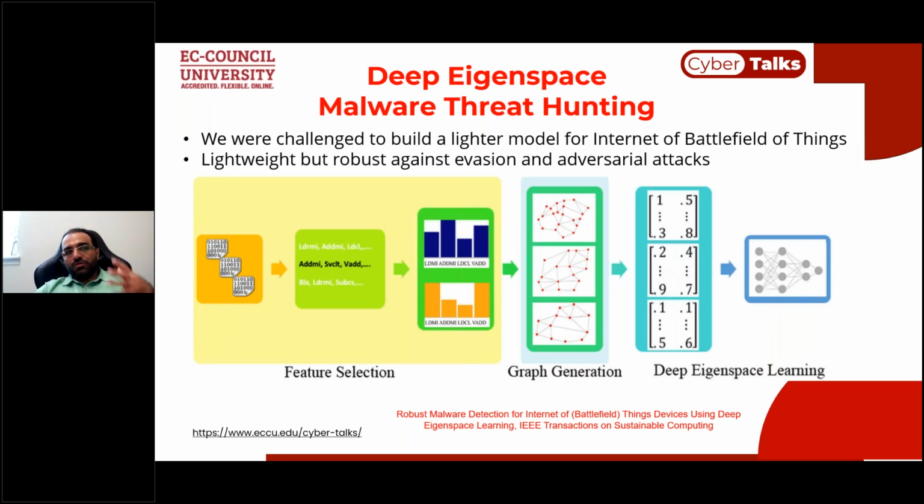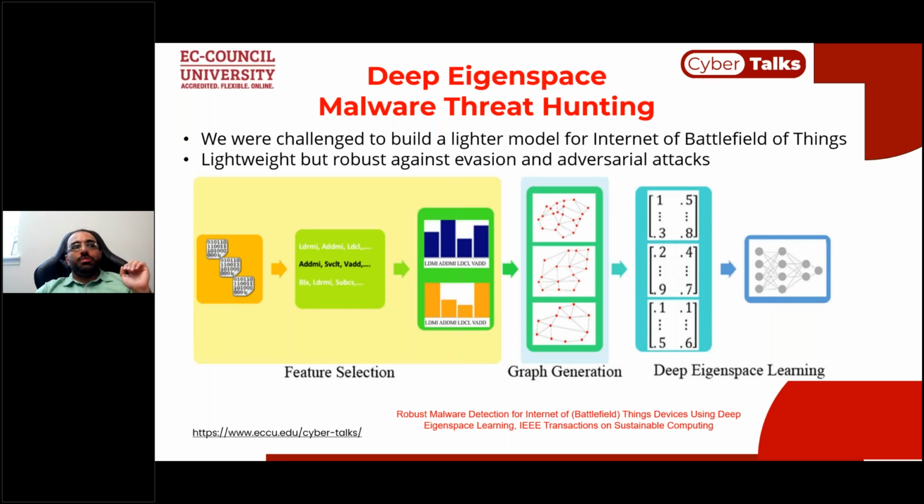So at the next step, we were challenged by a defense organization to build a system that is very lightweight. So we used the system that we already have to build a system that is very lightweight, so it can be deployed on Internet of Battlefield Things devices. These devices are used by soldiers on the battlefields, right? That was one criterion. They should be quite lightweight, the lightest that we can.